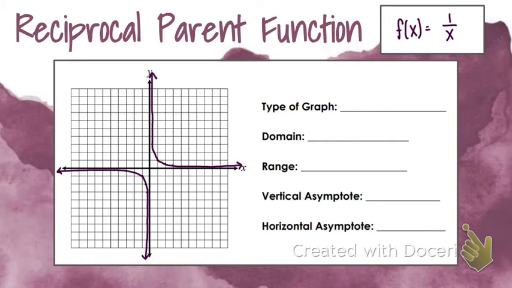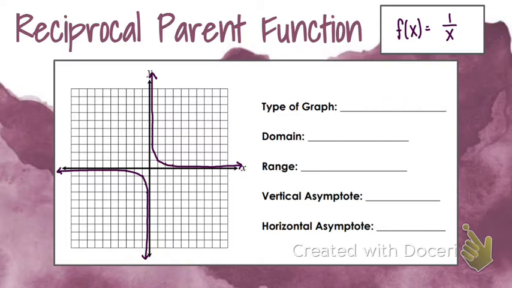And if you were to put 0 in for y, so if we had 0 equals 1 over x, we would have to multiply both sides by x. So then we would get 0 equals 1, and that's not true. So you can't have y equals 0 or x equals 0 for this.